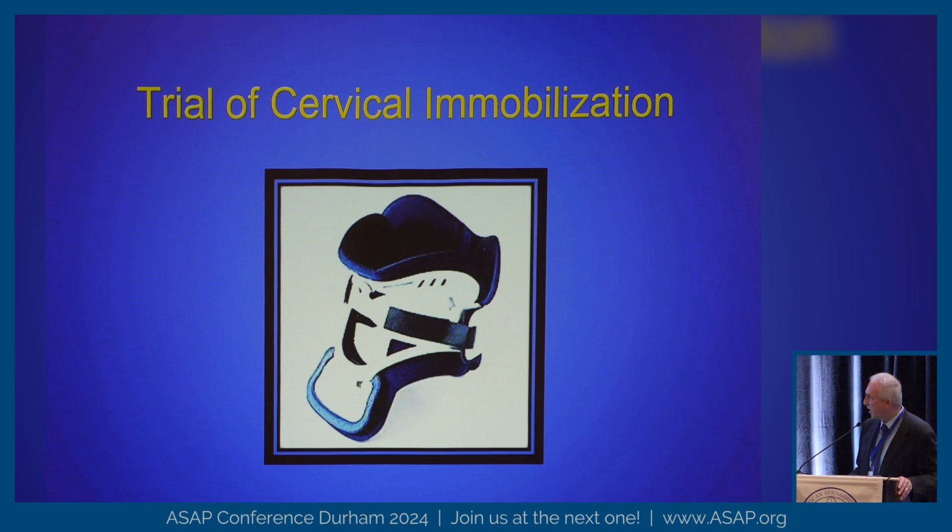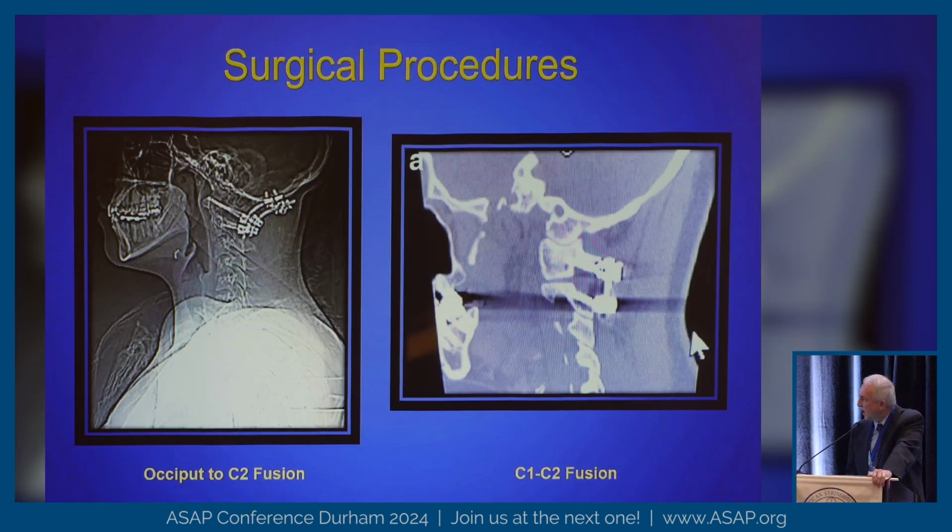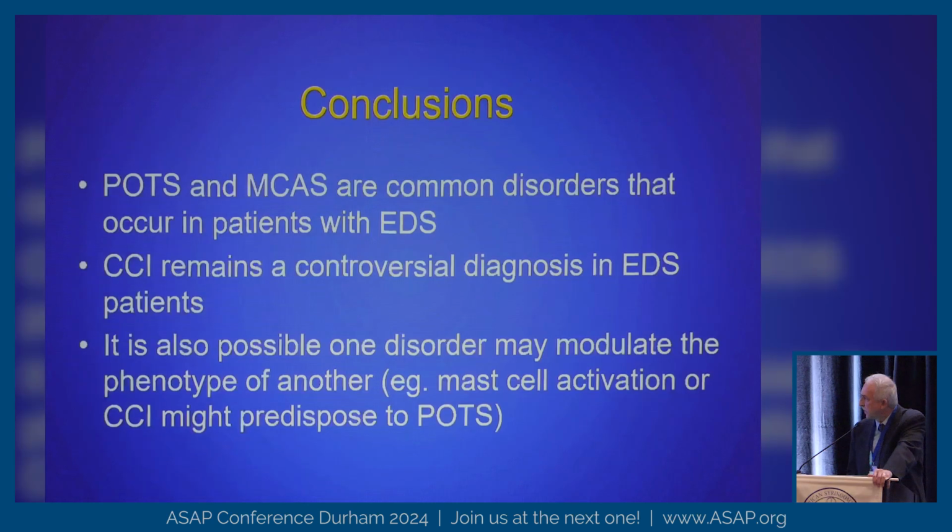Often they'll put them in a trial of cervical immobilization first as a test to see whether that actually improves the craniocervical instability. And then in cases that don't respond to more conservative measures, there are surgical procedures such as occipital to C2 fusion and also C1, C2 fusion.